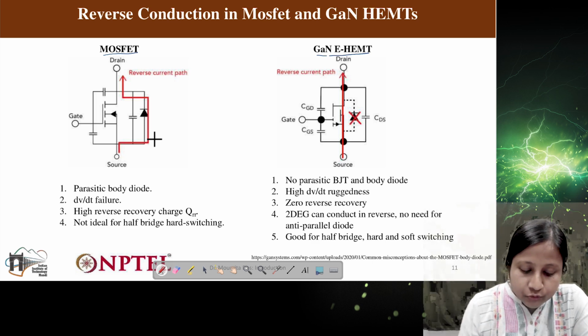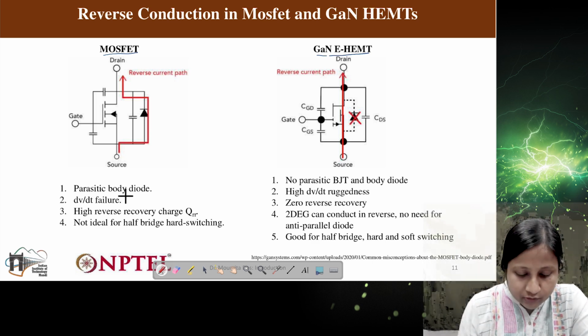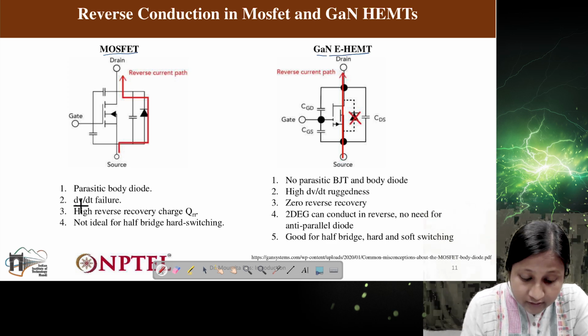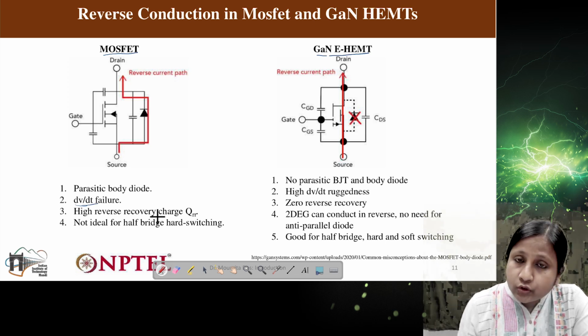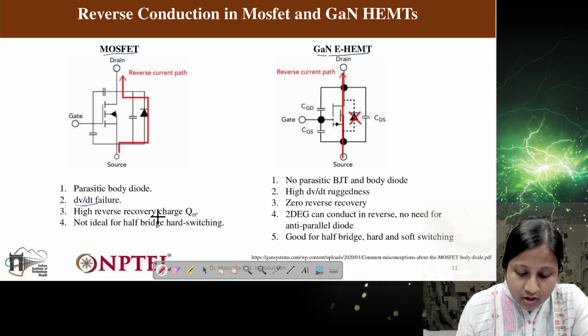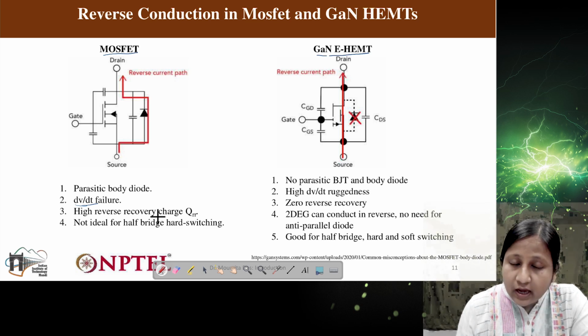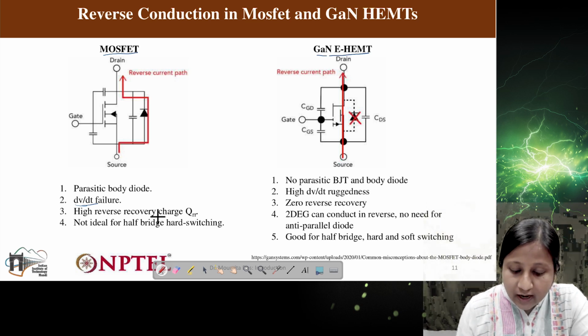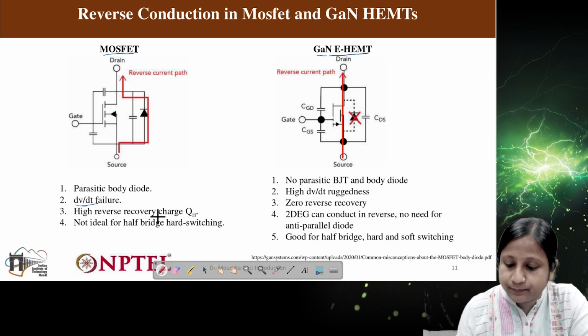This is also known as the parasitic body diode of the MOSFET, and due to this there can be a possibility of dV/dt failure, and also a reverse recovery problem may arise. This is not actually an ideal kind of device for half bridge hard switching operation.